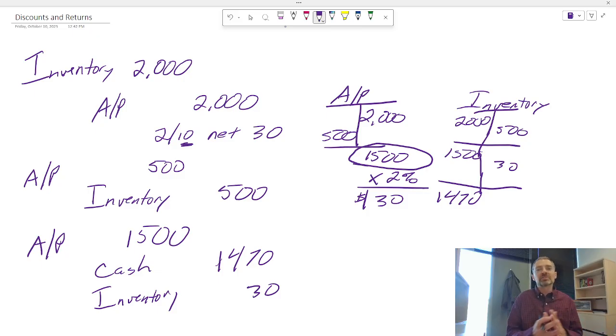All right, so there's an overview of the purchasing process. We have our regular purchases, paying off those purchases. What if we return stuff? And then what if there's a discount involved, and how do I account for all of that?